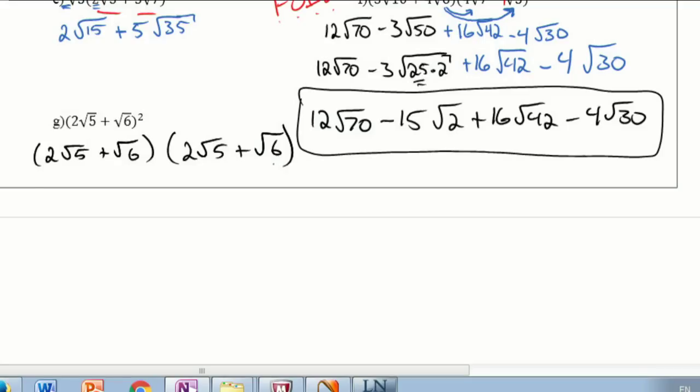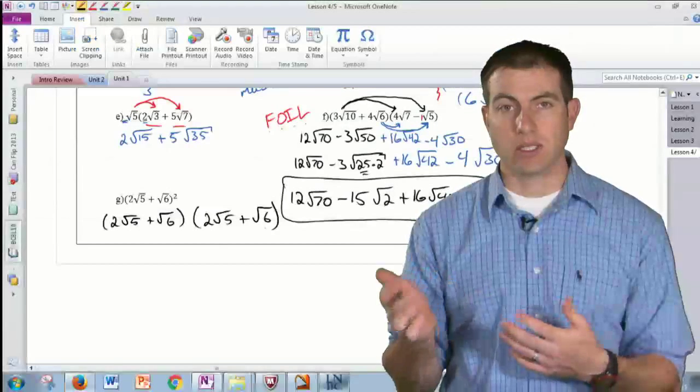At this point, I'm going to remember the FOIL, which Abby has never heard of before, but she's really good at distributing, so she doesn't even need to think about it that way. And I'm going to see what happens. So I learned it as first, outside, inside, last.